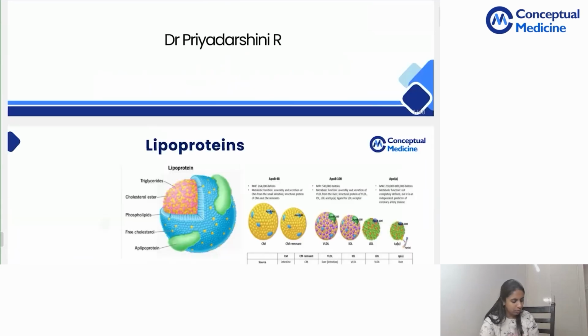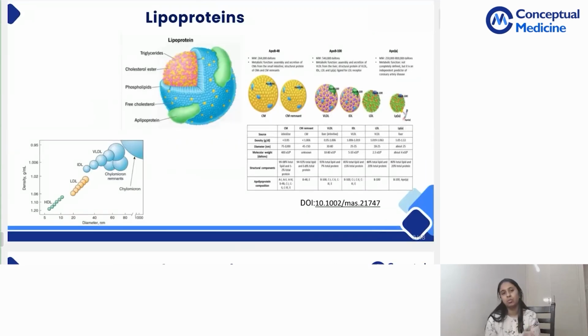So the first thing is about lipoproteins. As the name suggests, the lipid has to be always associated with protein to execute some function. The main reason is that it is completely hydrophobic. So to make it more hydrophilic, it has to get associated with some protein, and that protein in this lipoprotein is apoproteins.